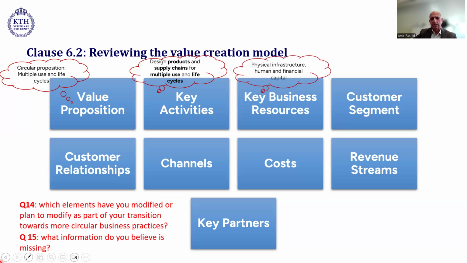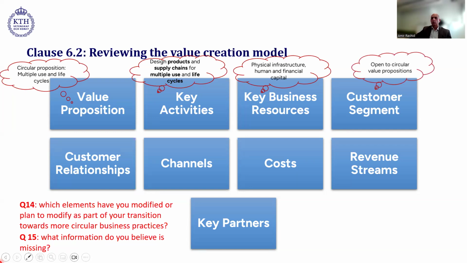What happens next is the key business resources. We all understand that if we are going to close the loop of the products or components or even materials, we will need enhanced physical infrastructure, which is capable of handling, for example, the reverse flows, right? Human capital, well, the people need to be trained and skilled in managing the reverse flows and taking care of that part, right?